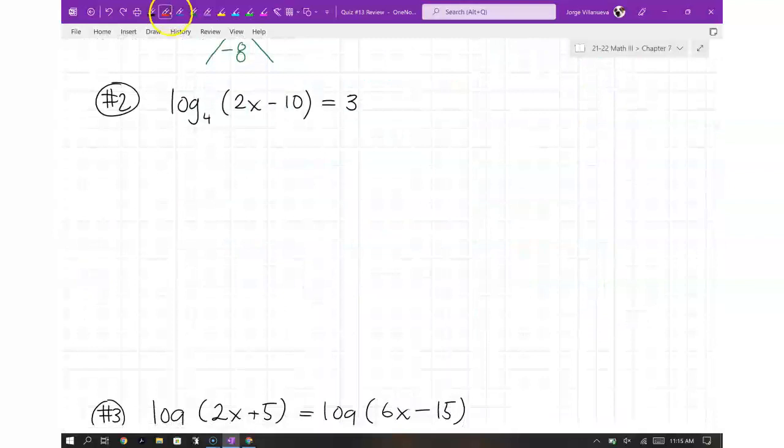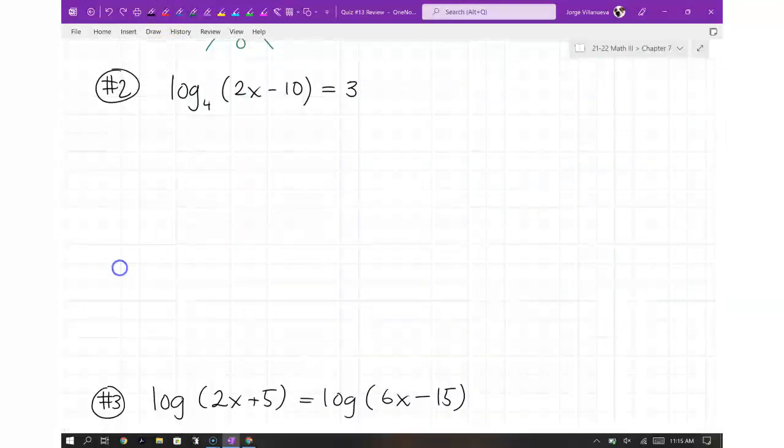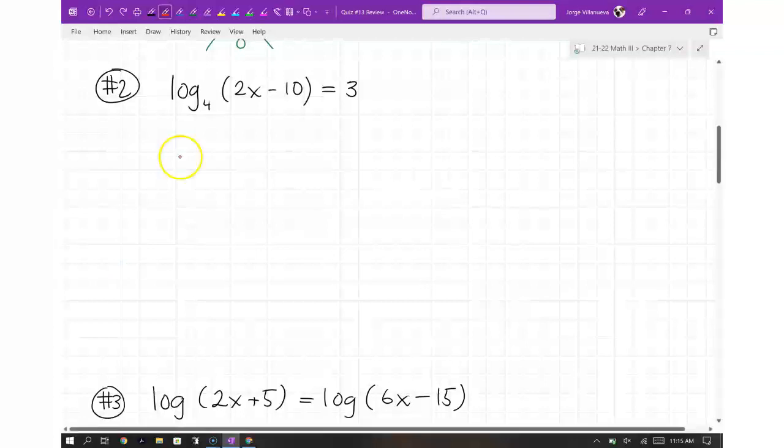All right, question number 2. We have log base 4 of 2x minus 10 equals 3. Now, I'd like to solve for this, but I can't because of the 3 on the other side. I've got to fix it first. So log base 4 of 2x minus 10 is log base what? What do I put? 4, right? It has to be the same base, and then copy it again, 4, right? And put that power up on top.